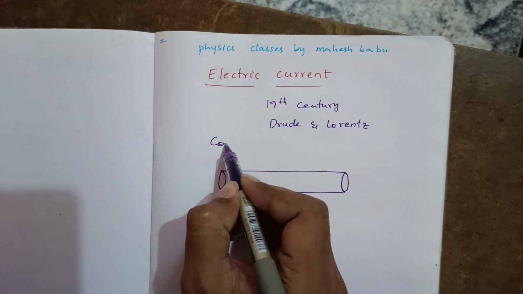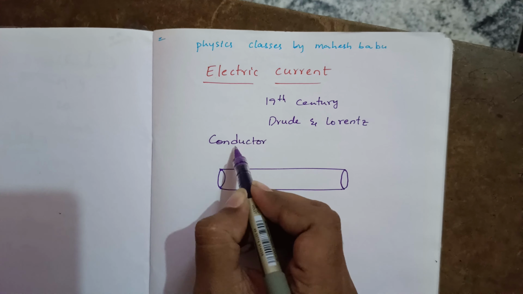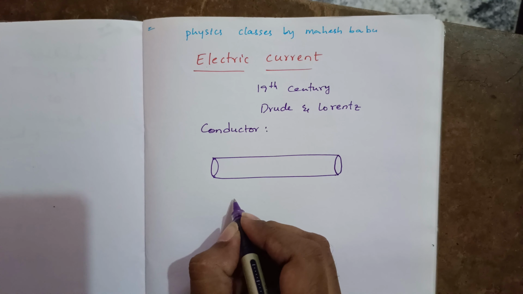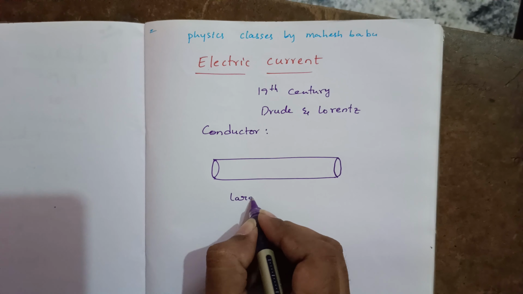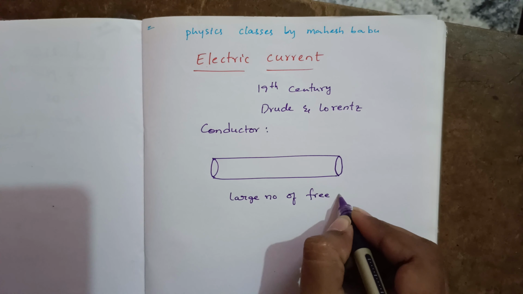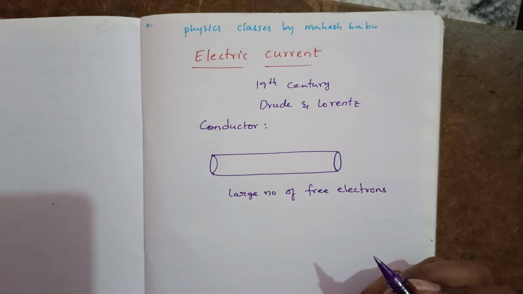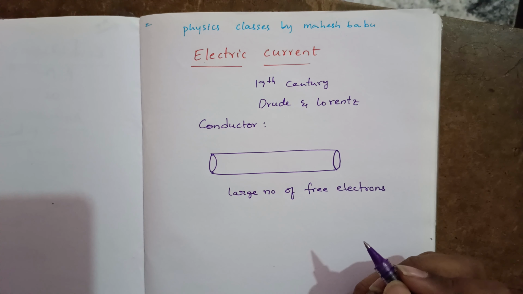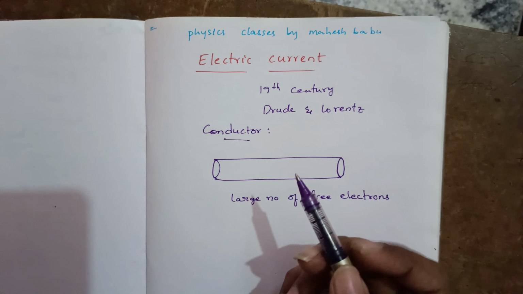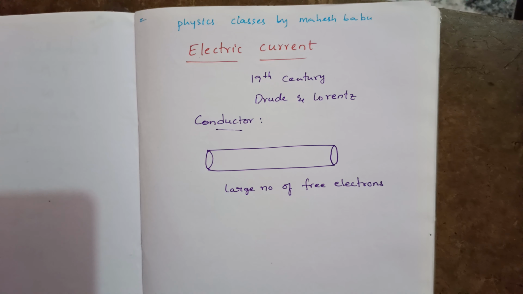Conductor consists of a large number of free electrons. Conductor means which allows the electric current to flow through them.